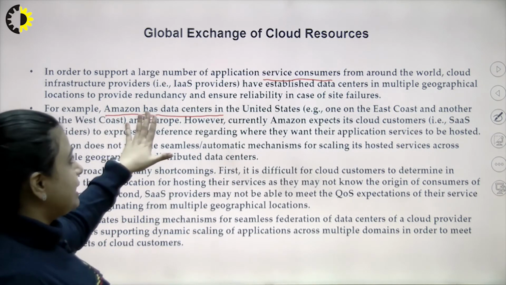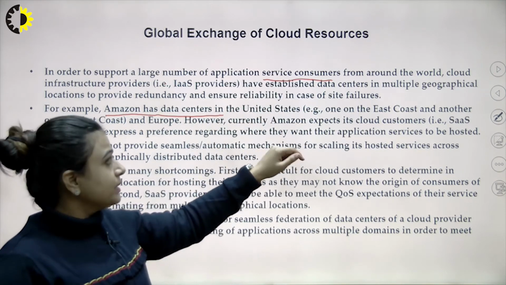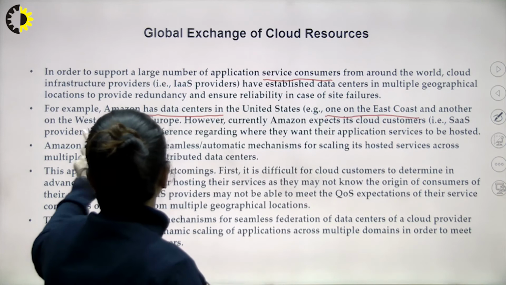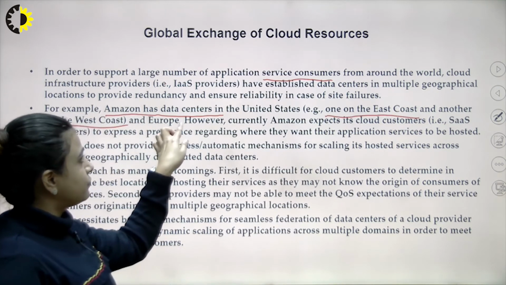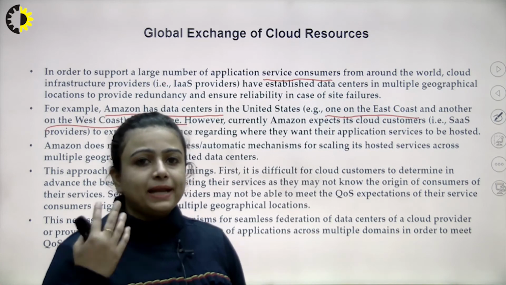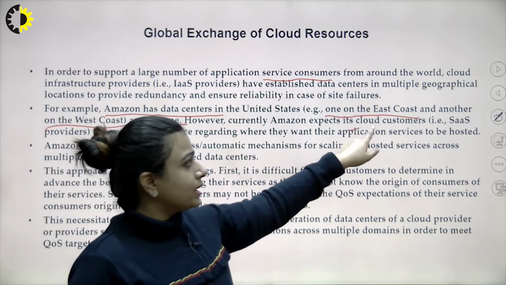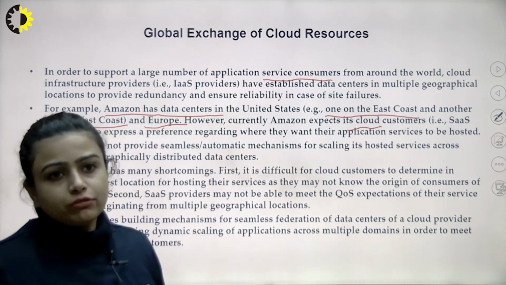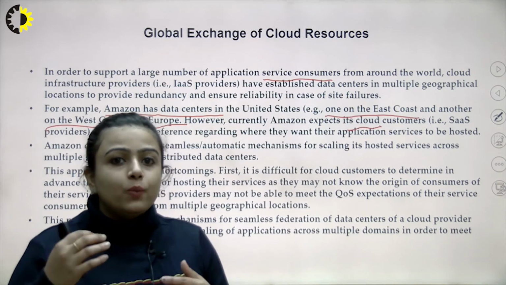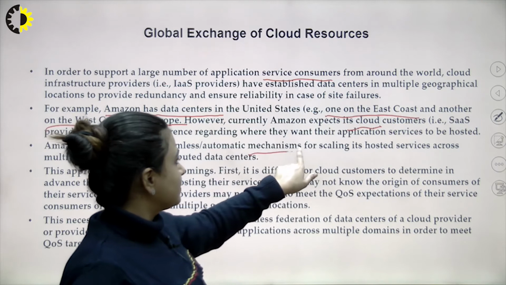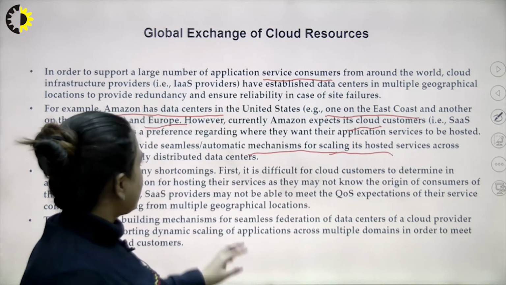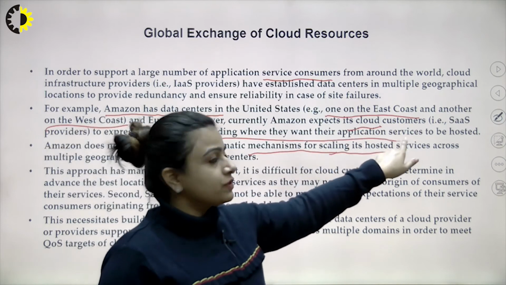It has data centers in the United States. Okay, so just as locations, one is on the east coast and the other is on the west coast, and one of them is in Europe. Currently Amazon expects its cloud customers, which are their software as a service providers, to express a preference regarding where they want this automatic mechanism for scaling their hosted services, or let's say where they want their application services to be hosted.